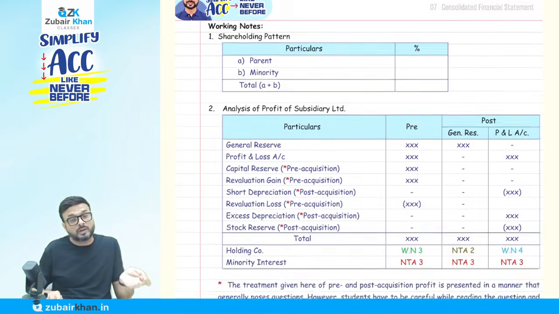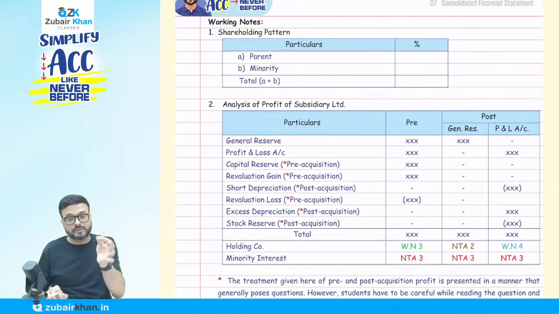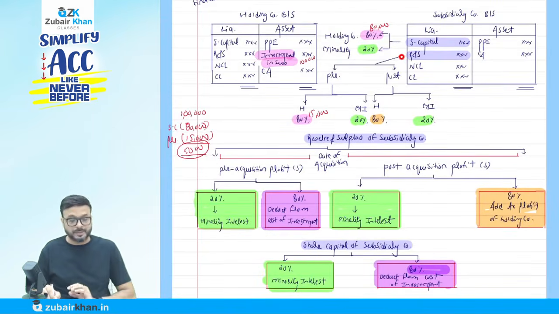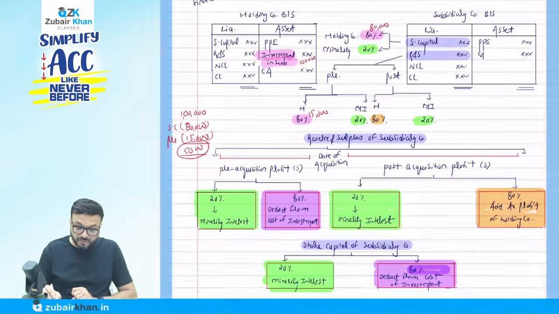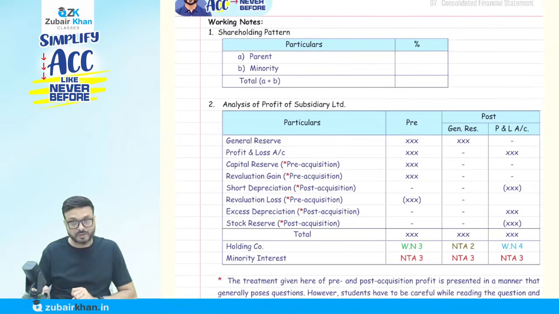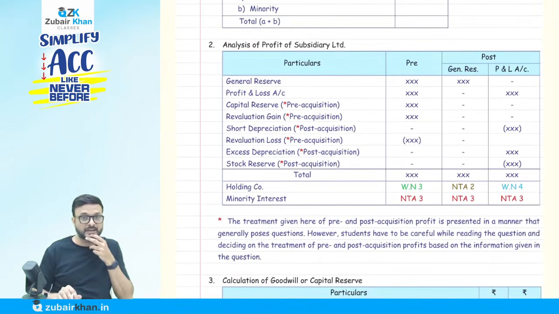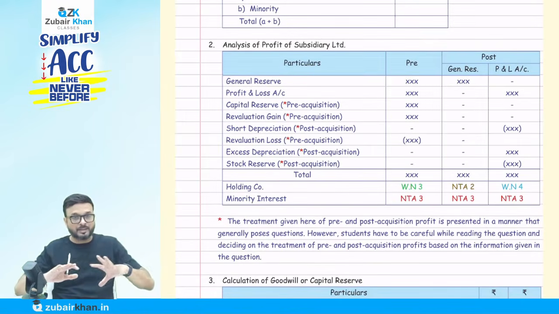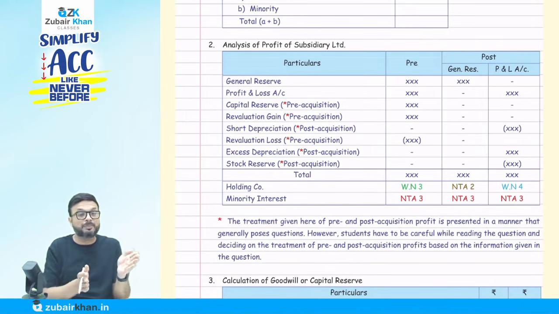The second working note will always be on analysis of profit of the subsidiary company. This is what I'm talking about. Analysis of profit of this subsidiary company. So whatever is the profit of the subsidiary company, we have to analyze between what? The pre and post. Why do we have to analyze between pre and post? Because they have different treatment. First, don't bifurcate between the minority and the holding. First you have to bifurcate pre and post.